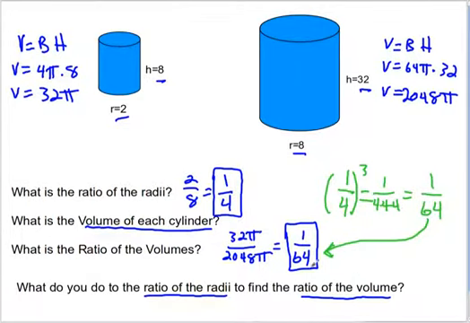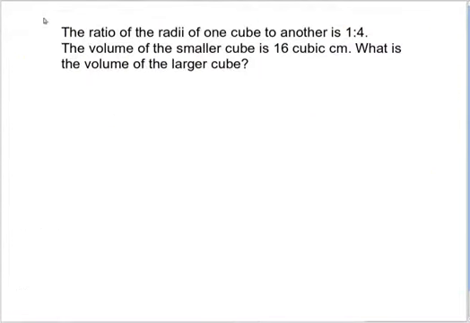Okay, so now that you have an idea of how to find that relationship, let's look at how you use that. So here's an example. Just text. I don't even have any pictures in here. So my advice is always to draw a picture of it. Alright, it says the ratio of the edges of one cube to another is 1 to 4. So I'm going to write that right here. And then it says the volume of the smaller cube is 16 cubic centimeters. What's the volume of the larger cube?